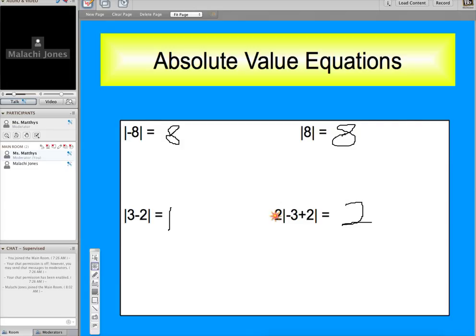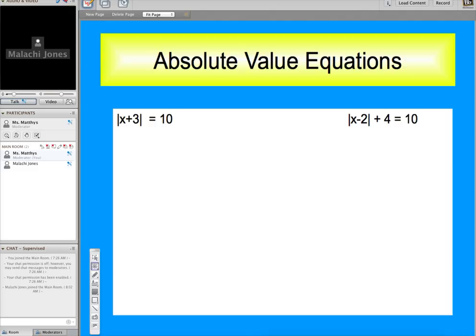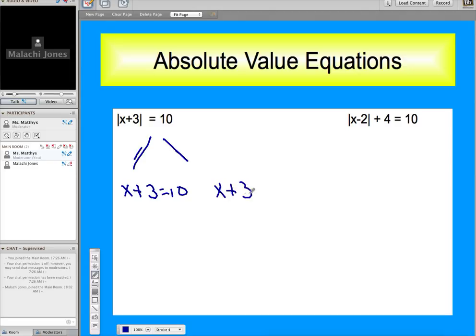All right, let's take absolute values a little further. To get rid of these absolute value bars when we're solving, if you've got an x in there, we have to break it into 2 equations. Do you remember that? Yes. Okay, so if I have the absolute value of x plus 3 equals 10, what are the 2 equations I would have? X plus 3 equals 10, and x plus 3 equals -10. Very good.